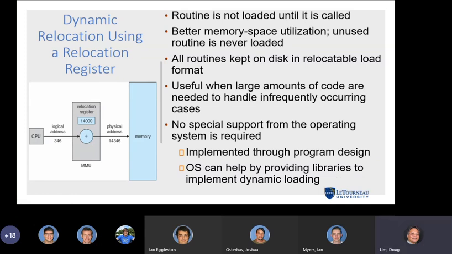So any questions? Pretty straightforward. You just take the base address, the relocation address, and add it to come up with the physical address. In this example, the logical address is 346 and the relocation register is 14,000. So we just add 346 to 14,000 to come up with the physical address. That's how the logical address is mapped to a physical address.